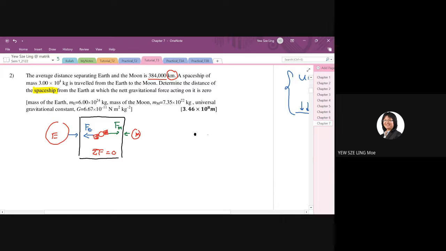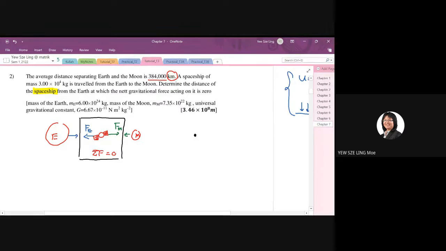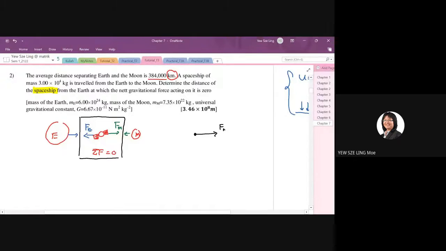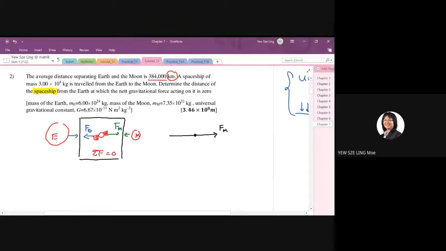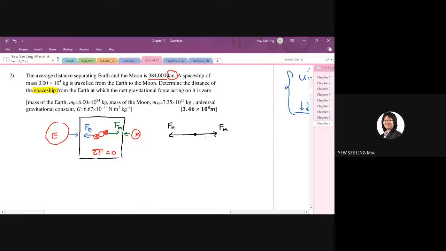So for my free body diagram, this is the spaceship, and I have a force Fm between the spaceship and the Moon going to the right. And then I have another force Fe between the spaceship and the Earth going to the left. So this is my free body diagram for the gravitational force. Because our main focus is just the gravitational force, you don't have to sketch W in the diagram.